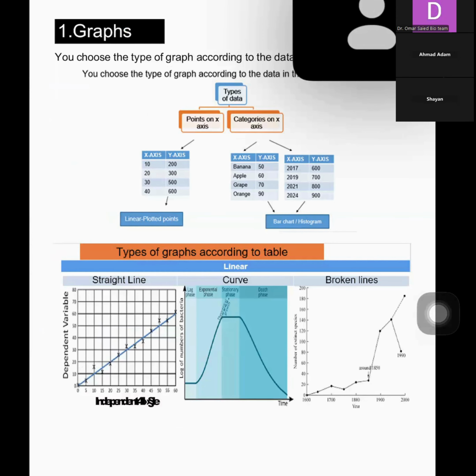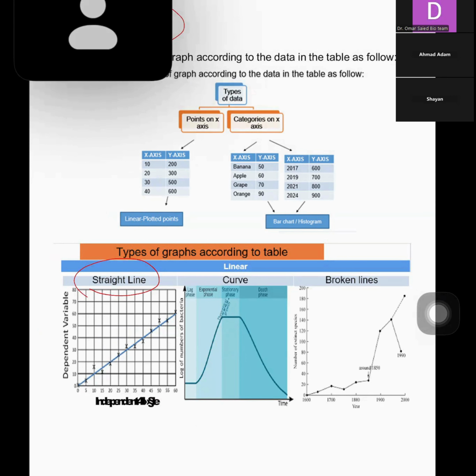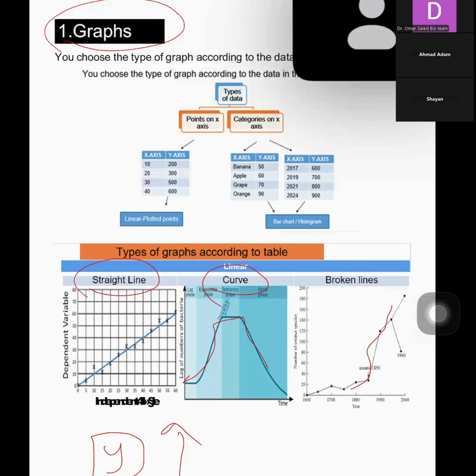We start with the first one, which is very important: graphs. How to draw graphs. First of all, you have to know that graphs are three types. It could be a straight line, a curve, or a broken line. Mainly, curve and broken line come in the exam. But whenever I draw a graph, I have an x-axis and a y-axis. Who is always on the x-axis? To understand this better, you have to know the difference between dependent factor and independent factor.